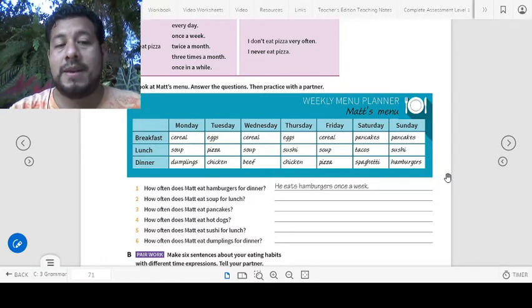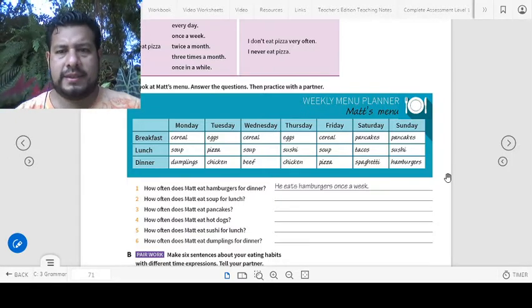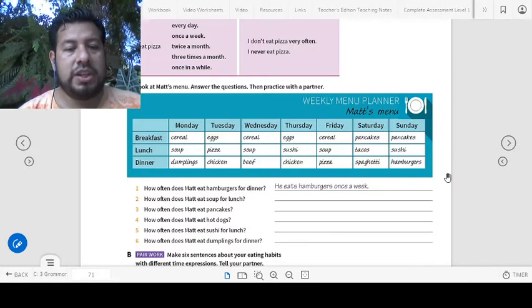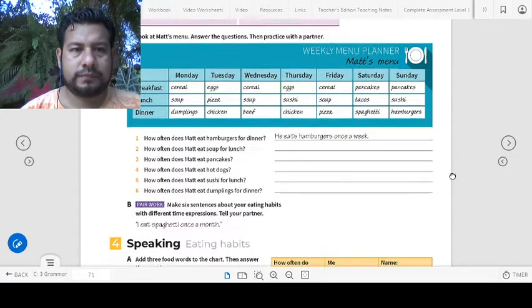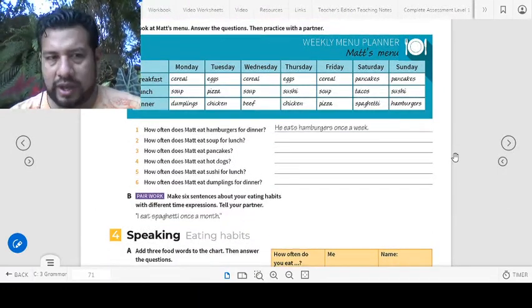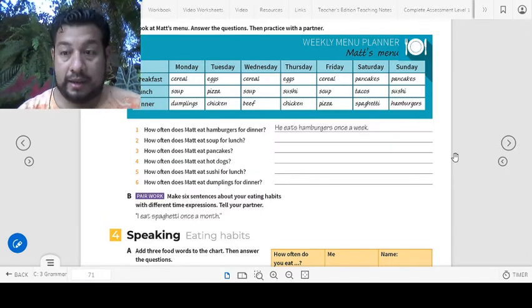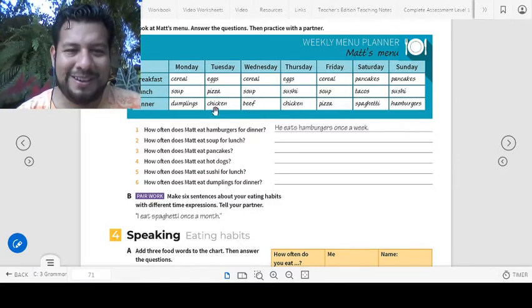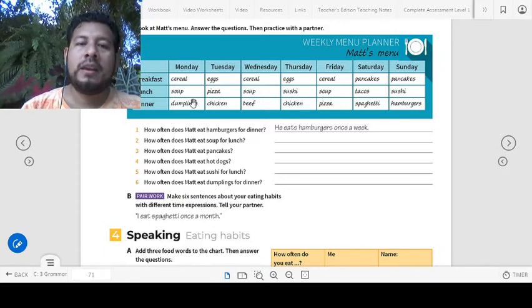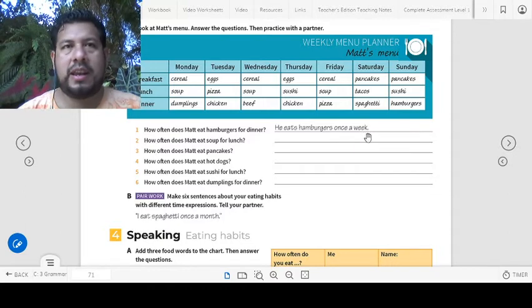Esta persona tiene alimentos dependiendo del día y del tipo de comida. First question says, how often does Matt eat hamburgers for dinner? Vamos a buscar, a ver, hamburguesas y cena. Estamos en la columna de cena, ¿sale? Aquí está la fila de cenas. On Monday, dumplings, Tuesday, chicken, Wednesday, beef, Thursday, chicken, pizza, spaghetti, and hamburgers.